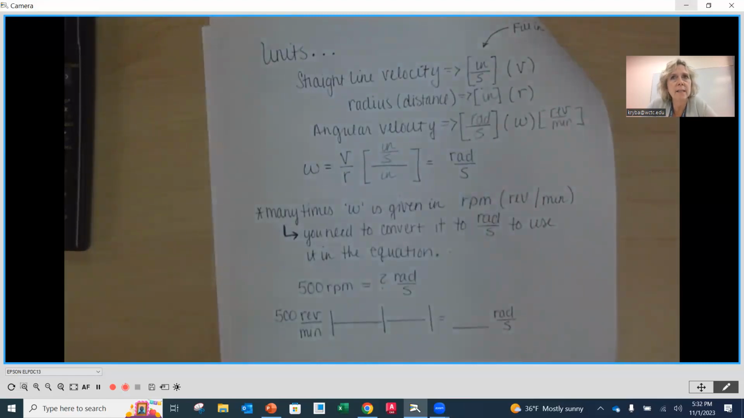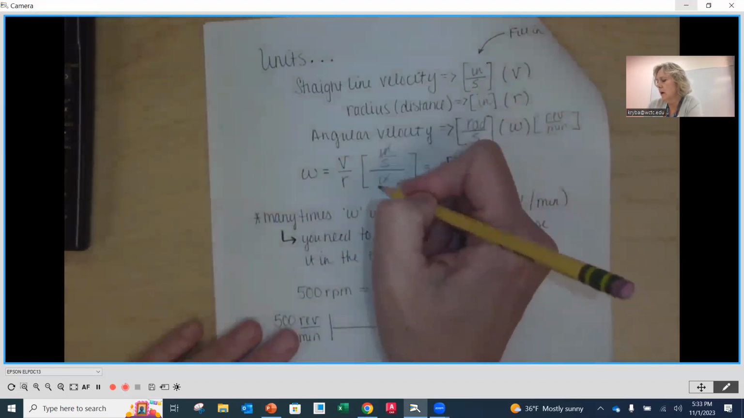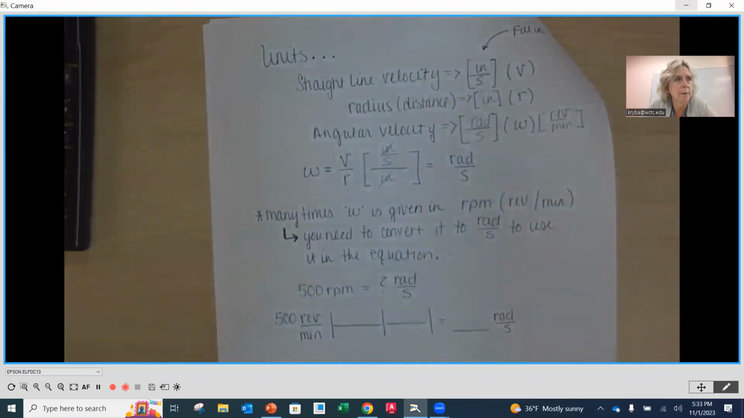So now when we cancel, not worrying about numbers here, just looking at units, and that's why there's brackets instead of parentheses. If we cancel out our inches top to bottom here, we're only left with per second, like nothing per second, right? But in a rotational world, what are we really left with? You'll notice radians per second. Do you see how that comes out?